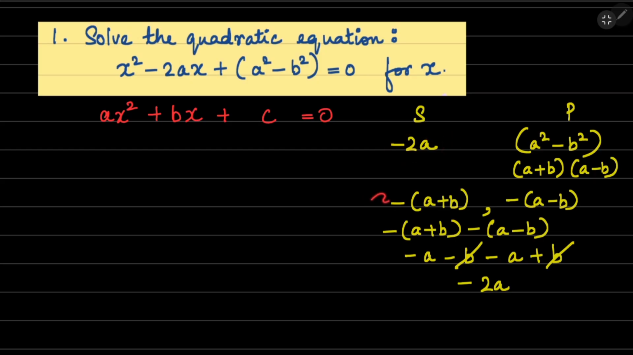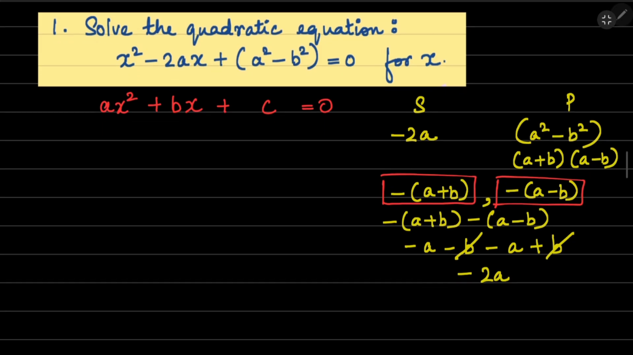So what are the two terms? Minus of a plus b and minus of a minus b. When you take the product, minus into minus is plus, and a plus b into a minus b is a square minus b square. When you add them up, like we have done here, you get minus 2a. So these are the two terms for middle term splitting: one is minus of a plus b and the other is minus of a minus b. Let's substitute these two terms in place of the middle term.